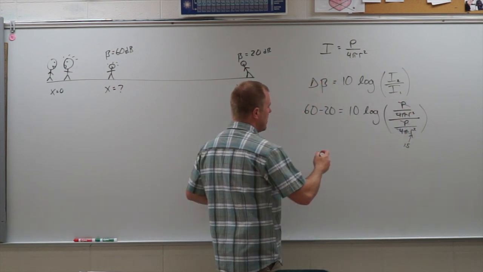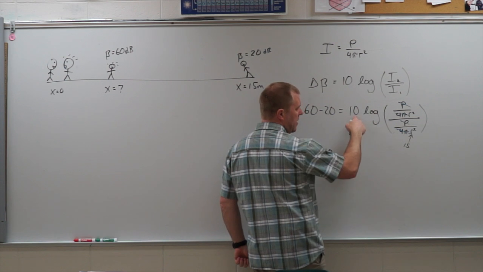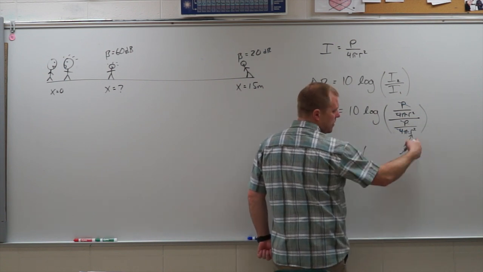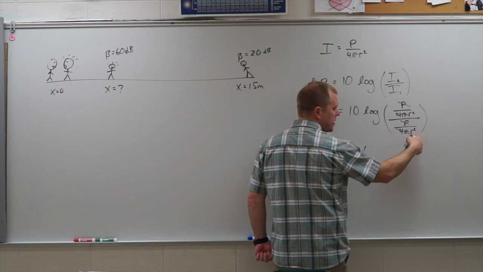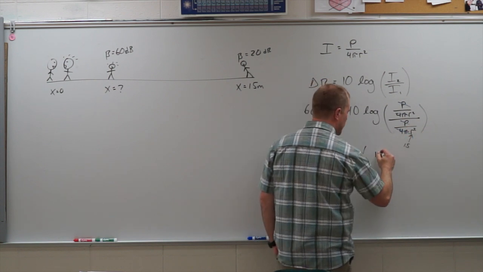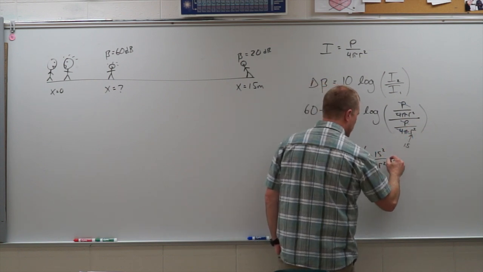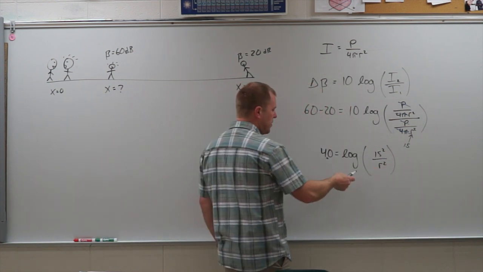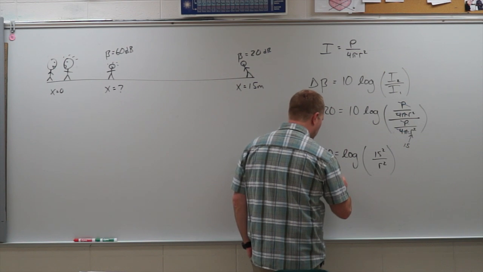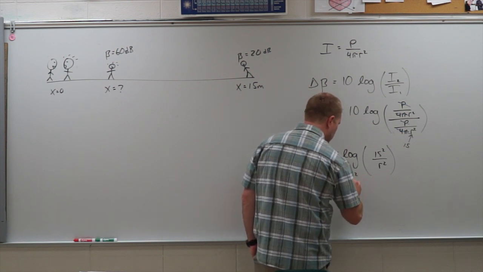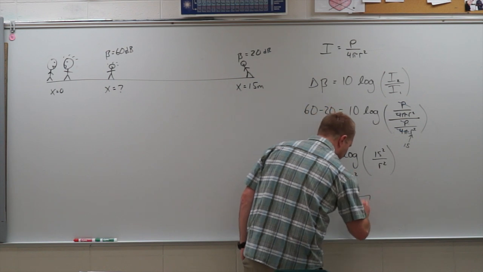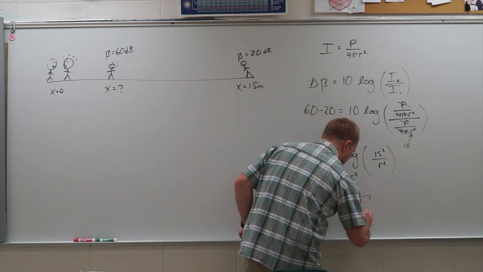And so then we're going to be left with, over here I have 40 divided by 10, so I get 4 equals the log of, and this denominator on the bottom goes to the top, so I have 15 squared divided by r squared. So my goal is to go ahead and find r here. And so I have the log, so I have 10 to the 4th equals 15 squared divided by r squared. So r is equal to the square root of 15 squared divided by 10 to the 4th.